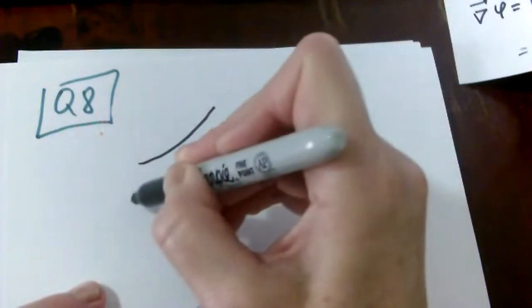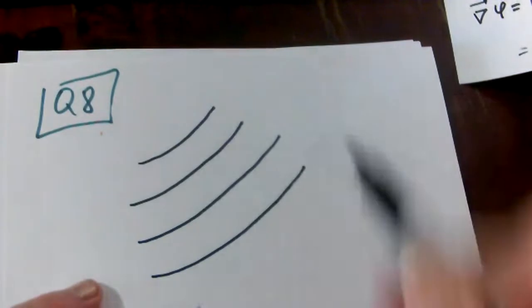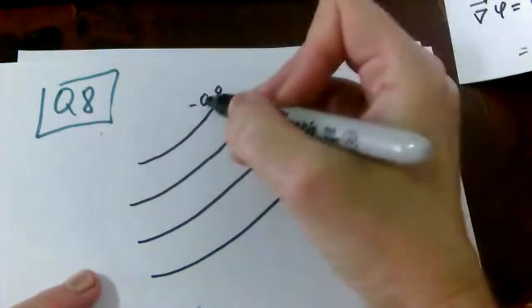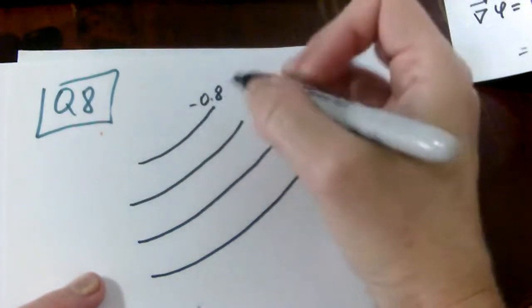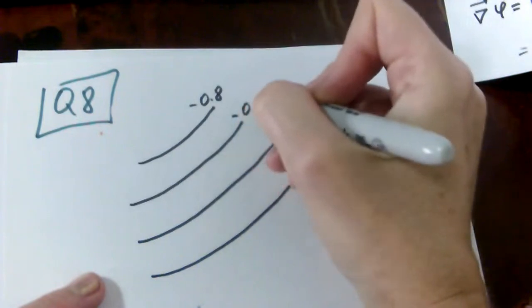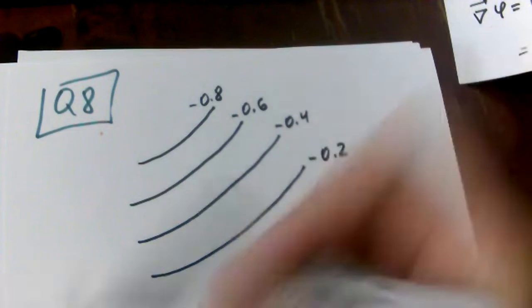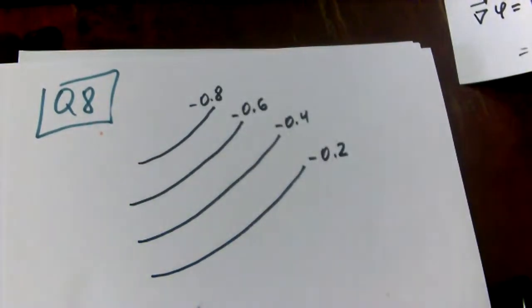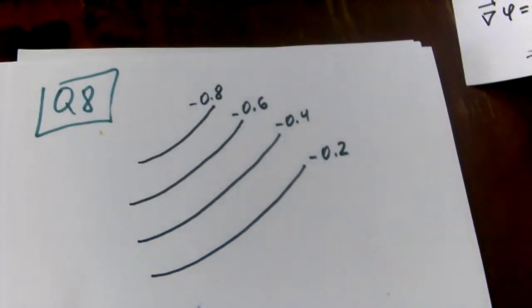They have 4 level curves here, something like this, roughly, and they have the values of our scalar function. The first curve corresponds to minus 0.8. This one is this value, and this value. So you're pretty familiar with these pictures. These are all values of our function phi. We don't know the physical nature of this phi, we don't care. All we need to do is plot our gradient vector.